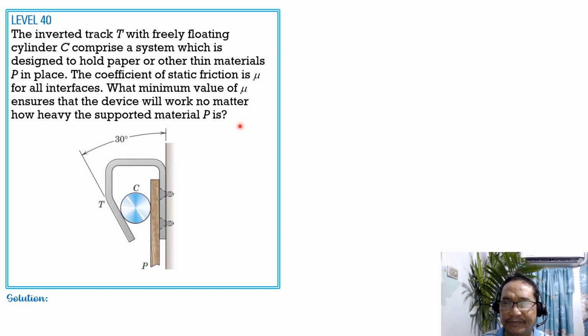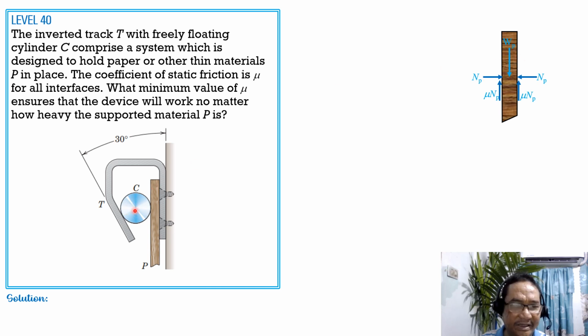So for the solution, let's have the free body diagram of this thin material or paper material, and let's denote the weight as P. Then we have normal and frictional resistances. So we have NP, this is also NP, and the frictional resistances would be upward equal to mu times NP as shown. Then let's transmit NP and mu NP for this cylinder here. So that's NP, then mu NP would now be downward here. And we have the weight of the cylinder, called WC.